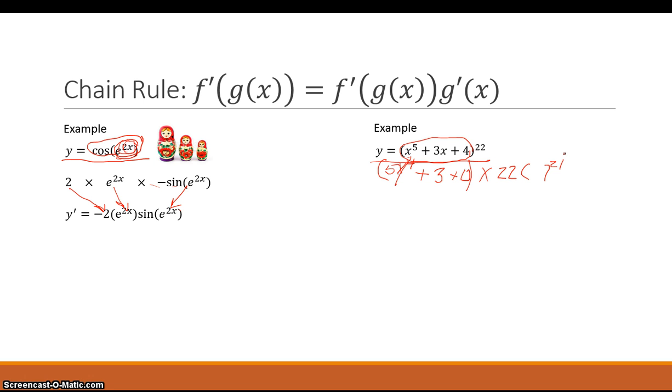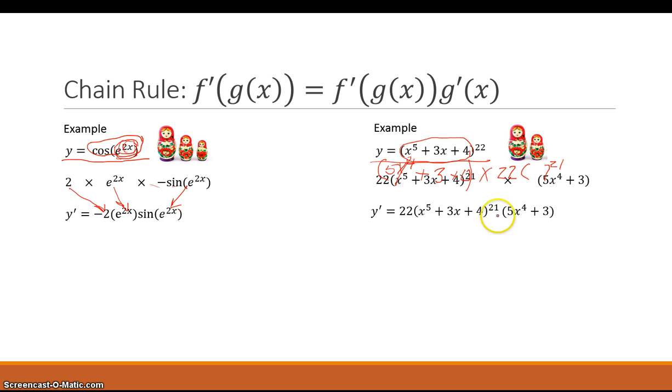So let's see how this worked out a little bit neater in the PowerPoint. So again, all we had there was 2 nesting dolls. Oh boy, that's messy, but what you have is the outside, 22 times that entire quantity, leaving the inside alone, raised to the 21st power. And then you've got the derivative of the inside, which is 5x raised to the 4th power plus 3, and the derivative of 4 is 0. You multiply it together, you end up with this quantity.